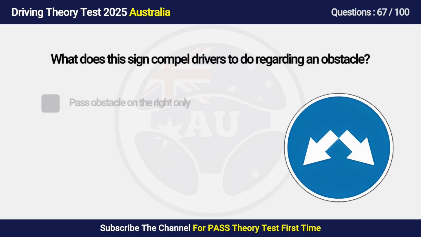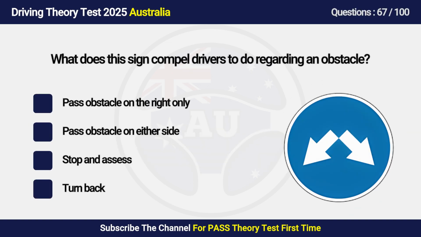Question 67. What does this sign compel drivers to do regarding an obstacle? A. Pass obstacle on the right only. B. Pass obstacle on either side. C. Stop and assess. D. Turn back.